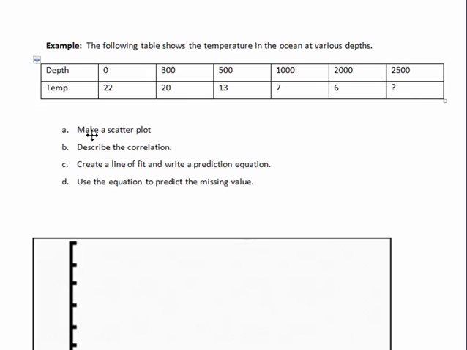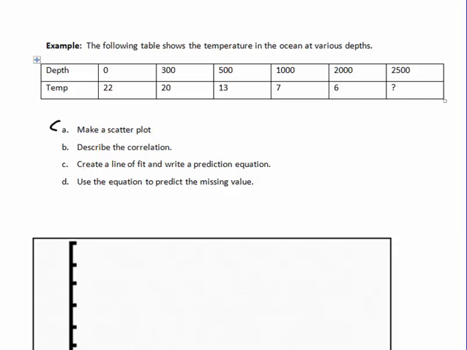So, we have an example here. Yes, this is one of your homework problems. First, it says to make a scatter plot, describe the correlation, create a line of fit, and write a projection equation. Then use the equation to predict the missing value here.